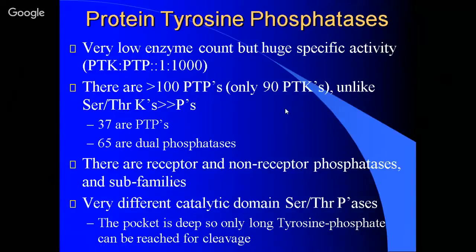Let's look at some differences here of the tyrosine kinases from the serine and threonine. First of all, you have very high enzyme activity. These have a very high specific activity. In other words, the turnover rate of these tyrosine kinases is very high.